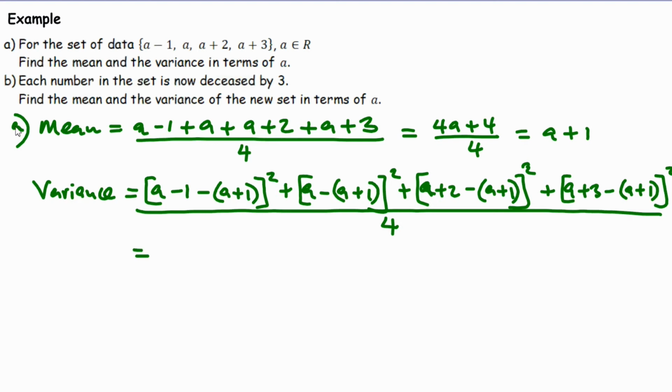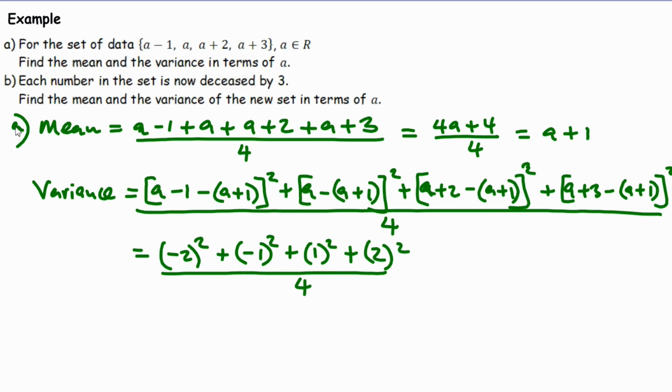So that will be equal to, if we simplify each of those brackets, we'll end up with negative 2 squared plus negative 1 squared plus 1 squared plus 2 squared, all this over 4, which will be equal to 10 over 4 if you just square each of the numbers and sum them up. And that will be equal to 2.5. And that's the variance of this data.